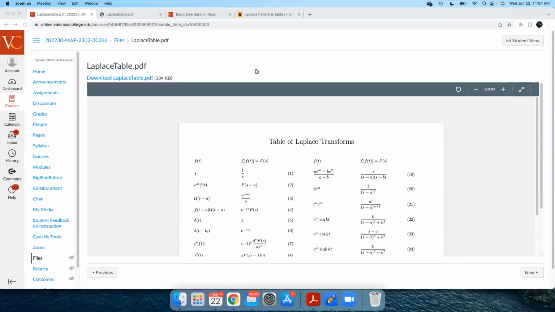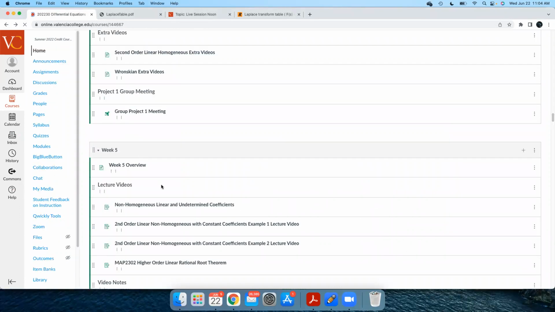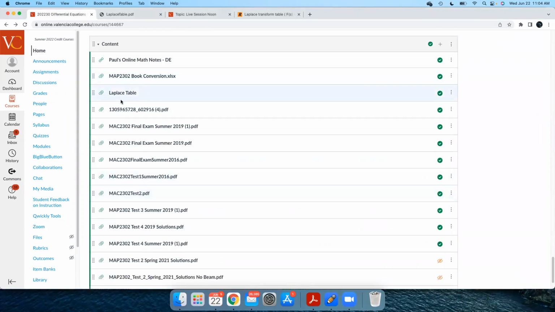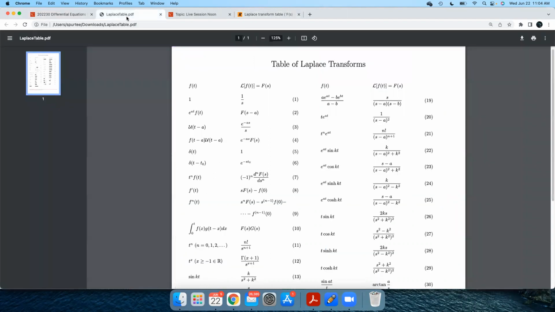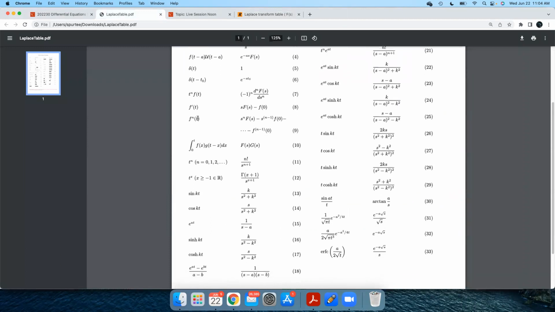Okay, so we're going to be doing a bunch of Laplace transforms today. Here at the bottom of the Canvas course, I have a Laplace table, and there are others. You can literally just Google a Laplace table and find one. Here's another one that has a whole page. It's not laid out as pretty, but it does have the definition on it. This one doesn't have the definition.